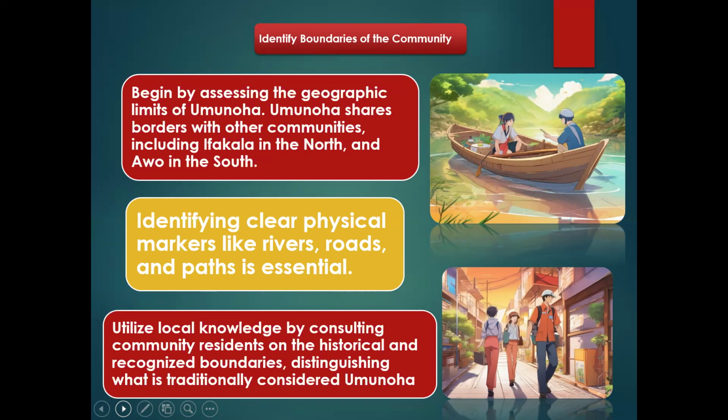Umunoha shares borders with other communities, including the Fakala in the north and Awo in the south. In this scenario we are trying to paint, you have to identify clear physical markers like rivers, roads, and paths, which is essential. You see here, this is a riverine community, and this health worker is moving with one of the local leaders to enable her make a good map of the community.